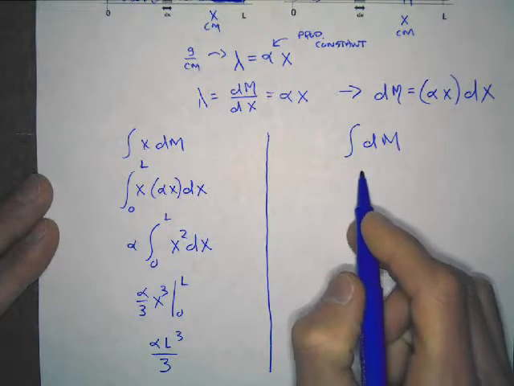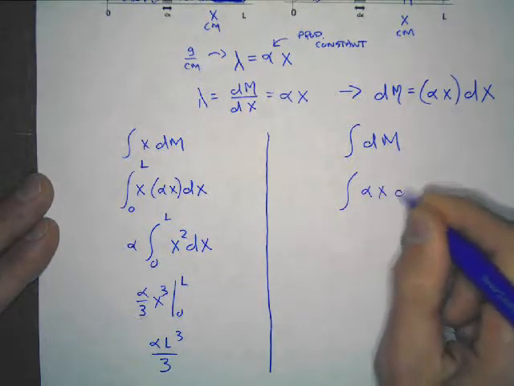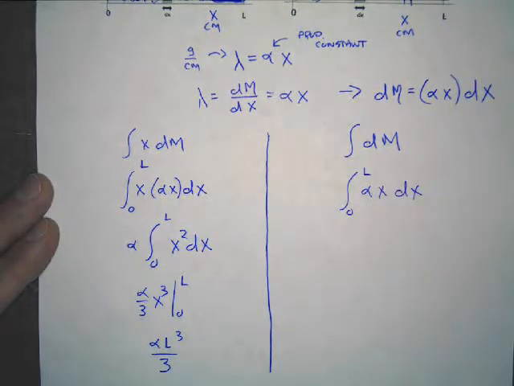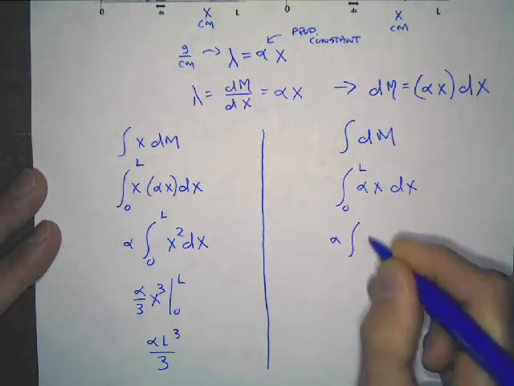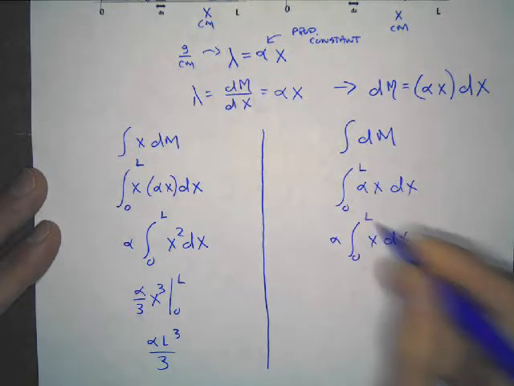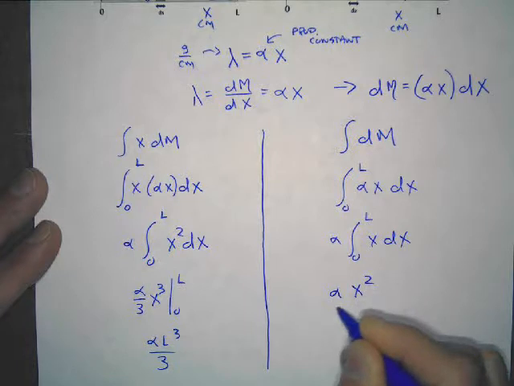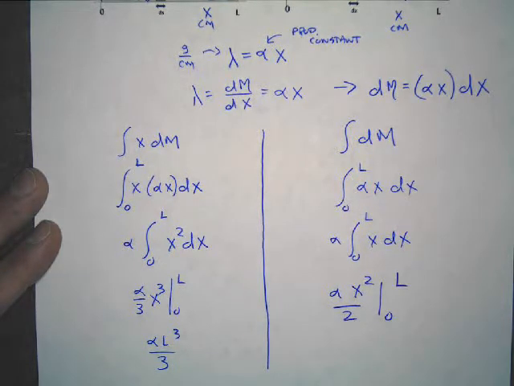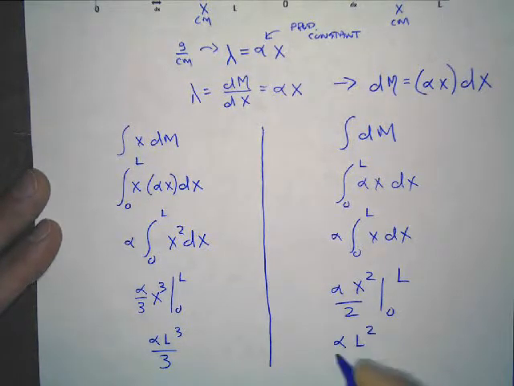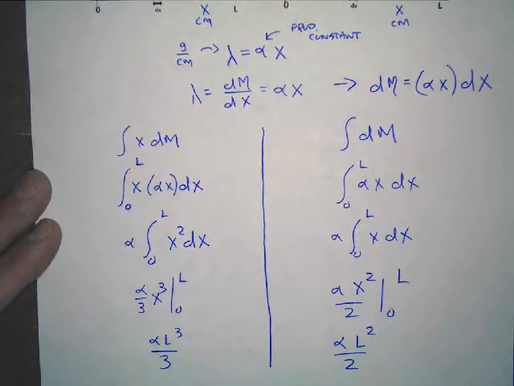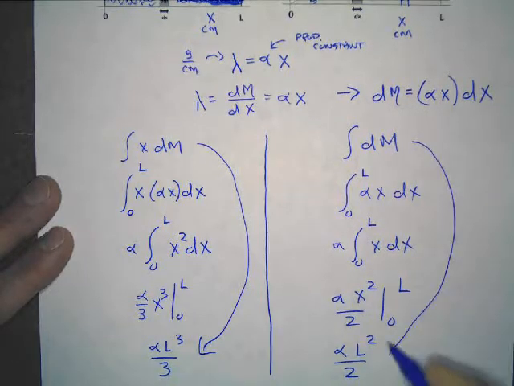All right, let's go over to the other side. We're going to have here the integral of alpha x dx from 0 to L. And alpha comes out. Integral of x dx from 0 to L becomes alpha times x squared over 2 from 0 to L. And that, of course, is just alpha L squared over 2. Okay, so this top part reduces to that. The denominator reduces to that.